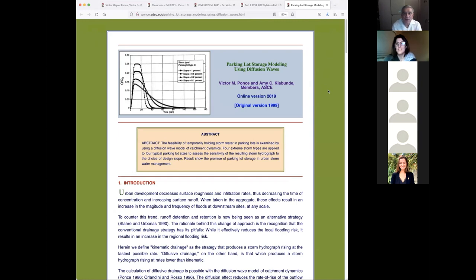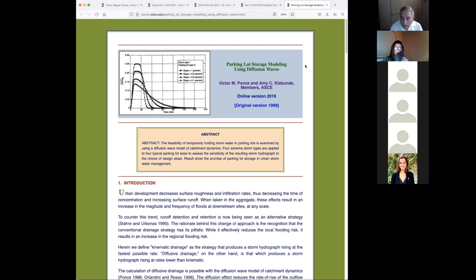Right? Okay. Parking lot storage modeling using diffusion waves. We have already, I believe, touched base on this paper, but I'm going to just go over it quickly because it does relate to what we're saying right now. Actually, it is the first paper in the chapter of application. So we're a little bit ahead, but I want to be ahead because I want to spend some time in the next couple of weeks. We only have 3 lectures because we have a holiday next week. So let's get ahead a little bit. I hope to finish this paper today.